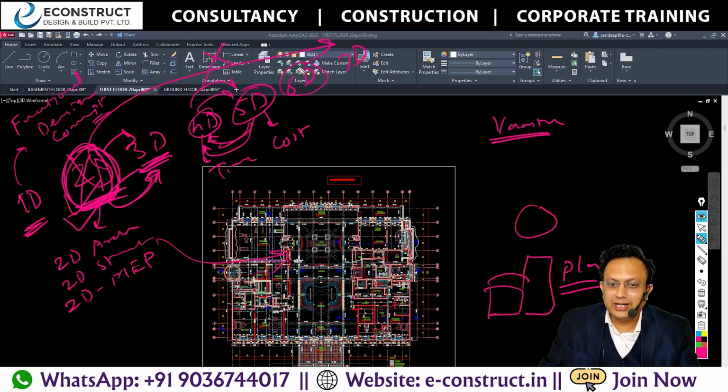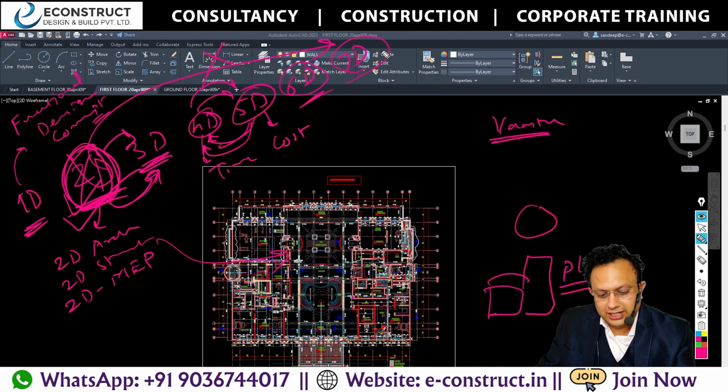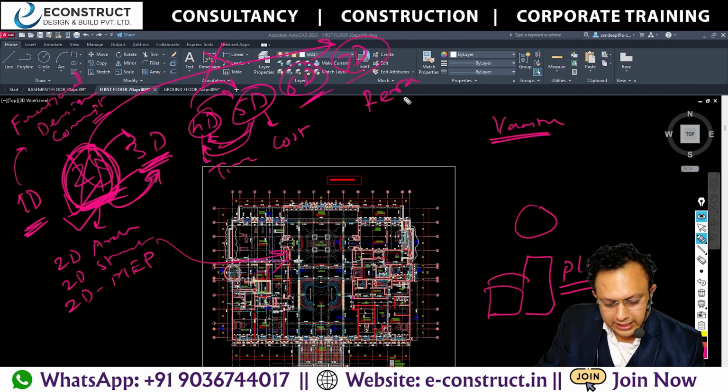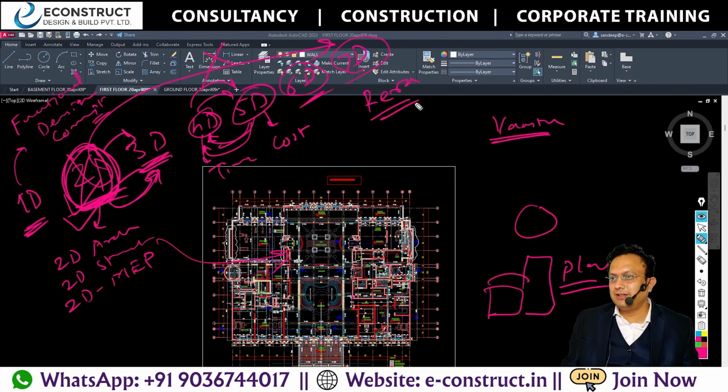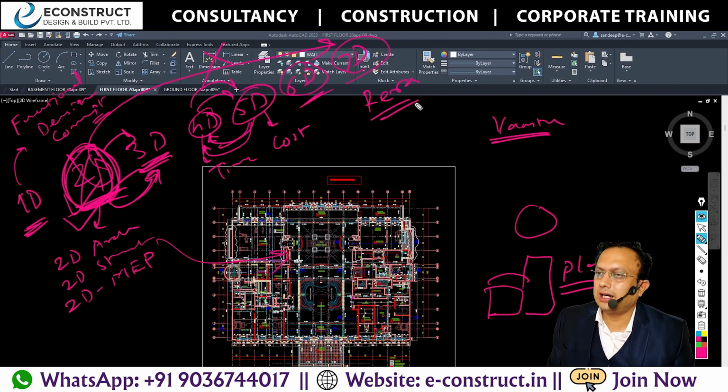So 4D, 5D is the simulation, 6D is the energy, and 7D is the maintenance model. RERA related norms and other norms are there. Eventually, we'll take it to the other parts.